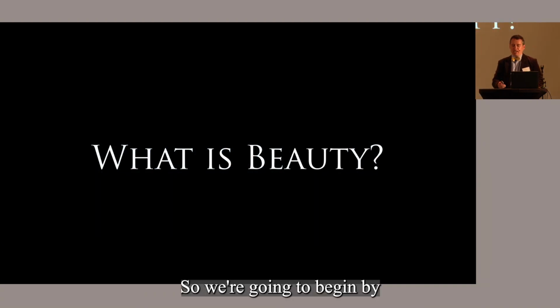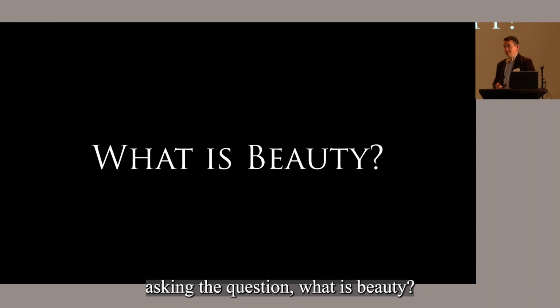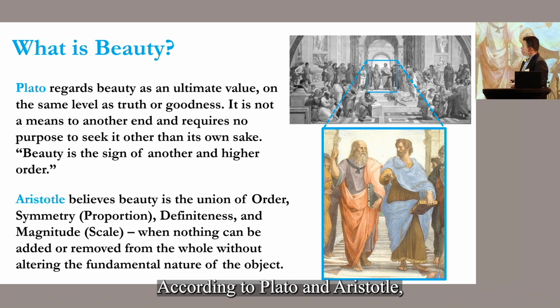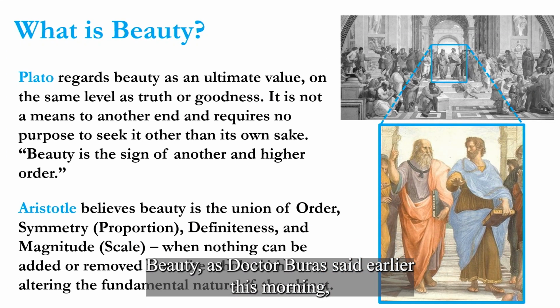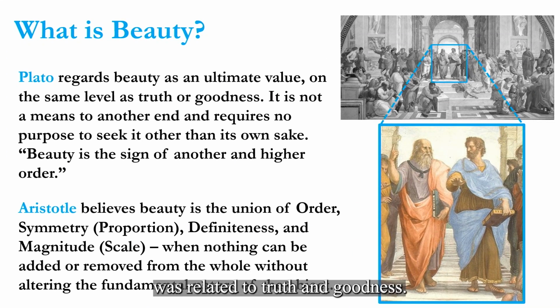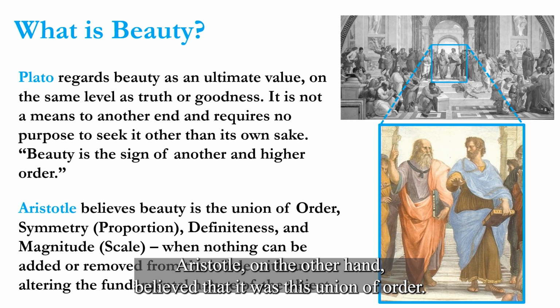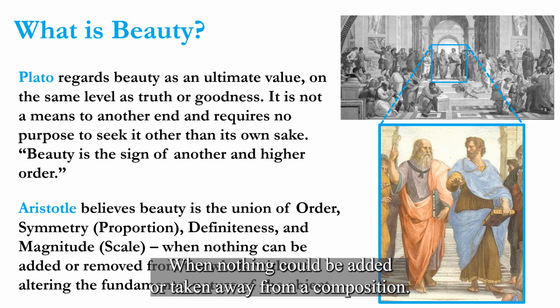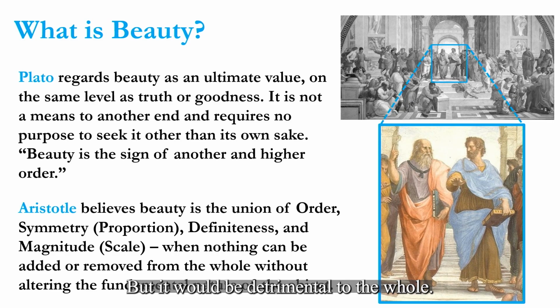So we're going to begin by asking the question, what is beauty? According to Plato and Aristotle, beauty was this measurable condition. Beauty, as Dr. Burris said earlier this morning, was related to truth and goodness. It is this means to another end. Aristotle, on the other hand, believed that it was this union of order. It was also dealt with symmetry, with magnitude and scale, when nothing could be added or taken away from a composition without being detrimental to the whole.